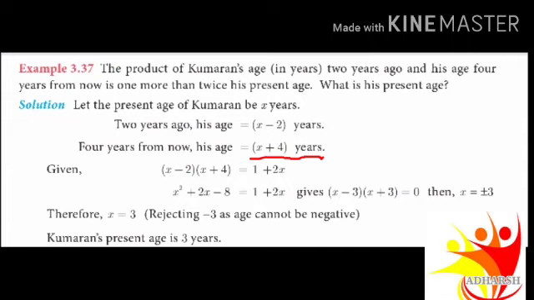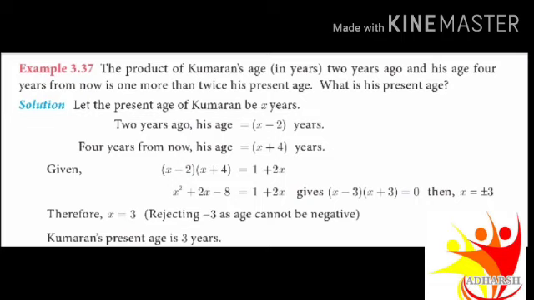And also given that the product of Kumaran's age, the first one is x minus 2, the second one is x plus 4. Then the product of Kumaran's age, x minus 2 into x plus 4, equal to 1 more than twice his present age. 1 more than means 1 plus, twice means 2x.